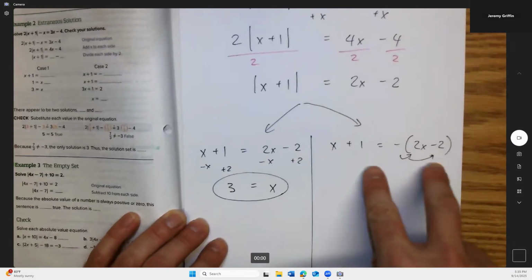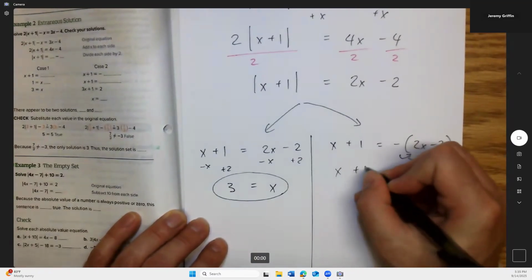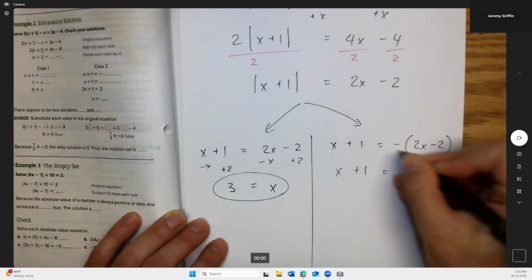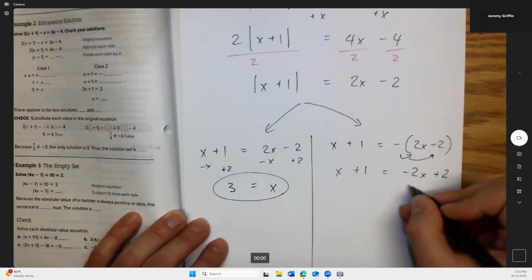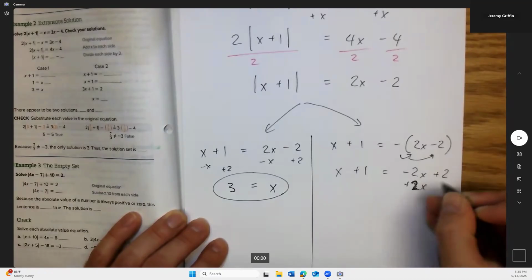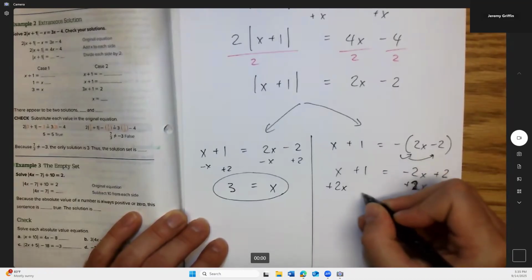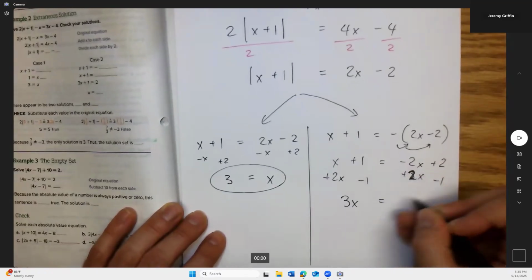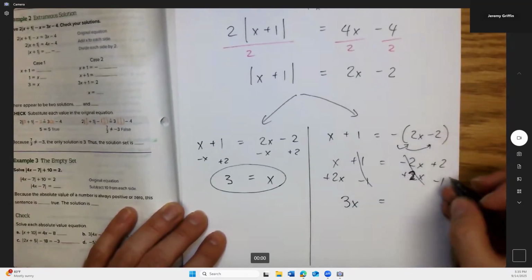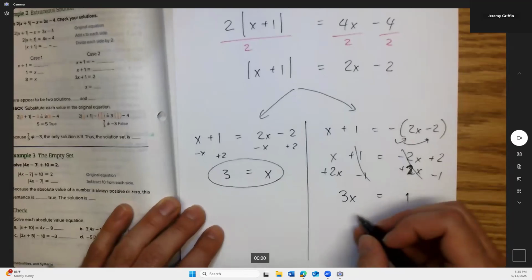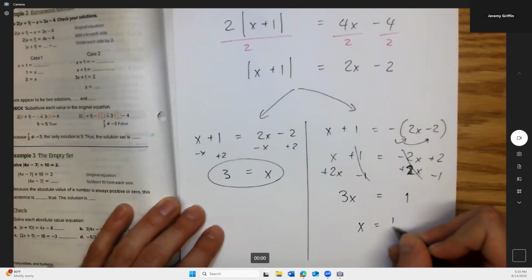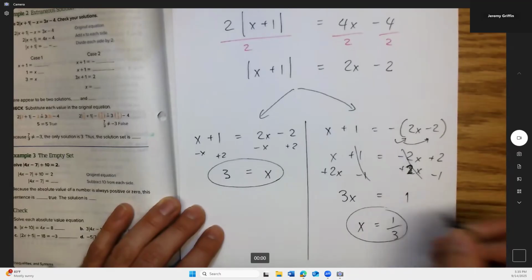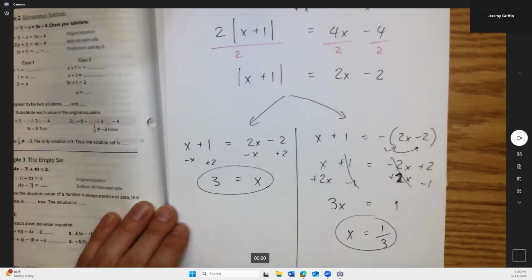And then over here, I'm getting x plus 1 equals negative 2x, and then minus minus would be plus 2. Here, I'll do plus 2x, plus 2x. I'll subtract the 1 while I'm at it. So it gives me 3x equals 1. So divide both sides by 3, x should be 1 over 3, right? Just follow the algebra rules.